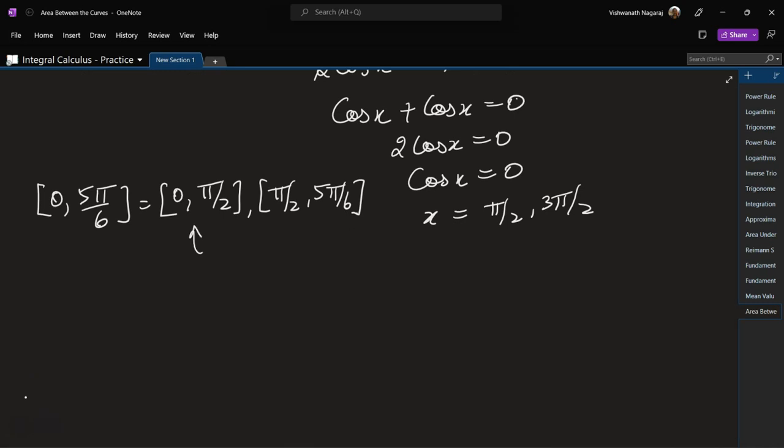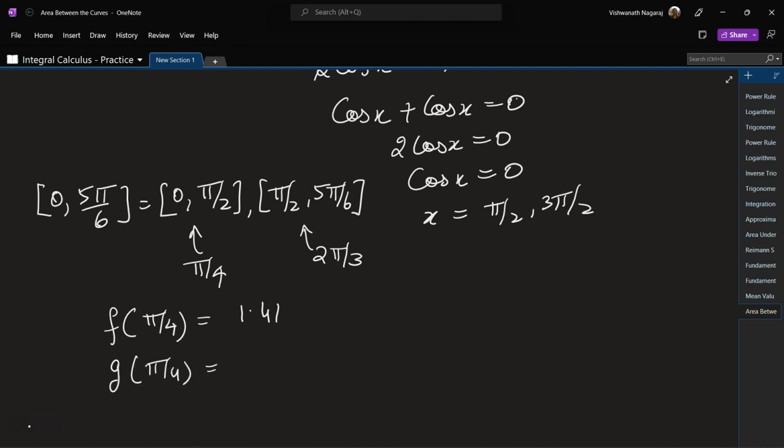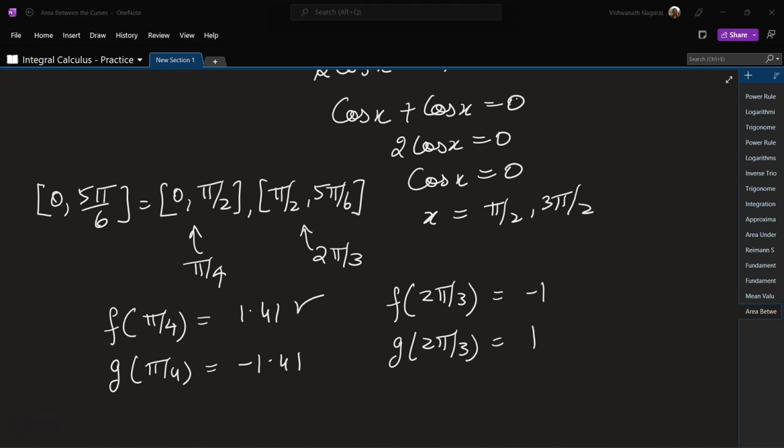And again, let's pick a value between these two. So let's pick pi by 4, and here let's pick 2 pi by 3. So f of pi by 4 is equal to, and if we use the calculator, we know 1.41. g of pi by 4 is equal to minus 1.41. So that means this is higher. Similarly, f of 2 pi by 3 is equal to minus 1, and g of 2 pi by 3 is equal to 1. So here this is higher.